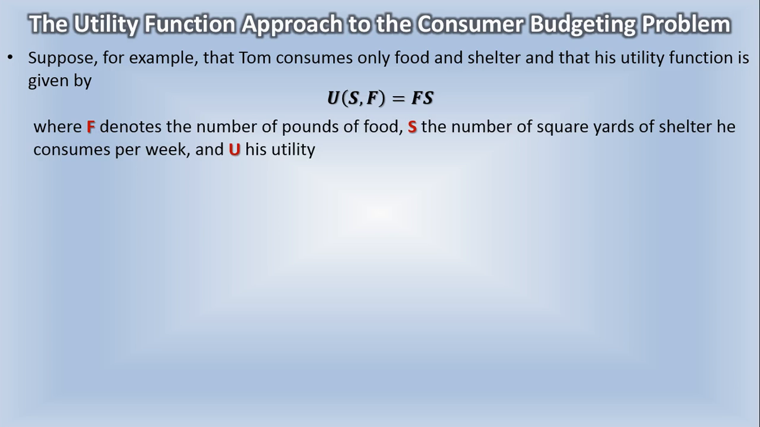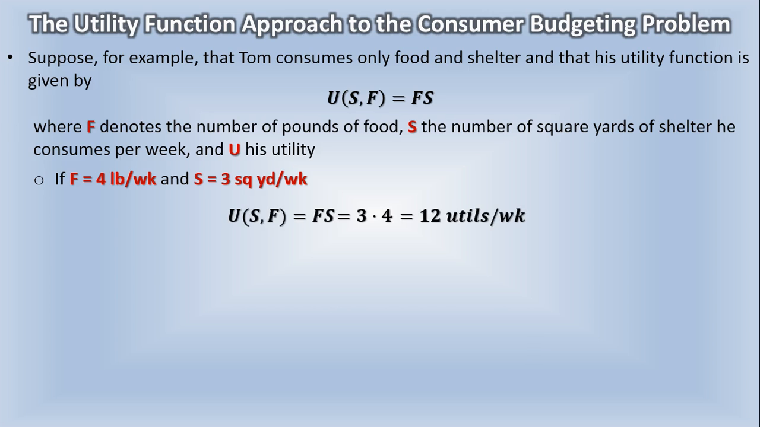F denotes the number of pounds of food on a particular day. S denotes the number of square yards of shelter during a particular week. And U is utility. So if he consumes 4 units of food in his consumption bundle and 3 units of shelter, if we plug those in, then we know that Tom gets 12 utils from that consumption bundle made up of food and shelter.